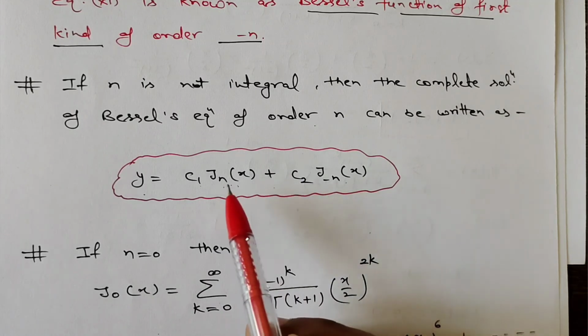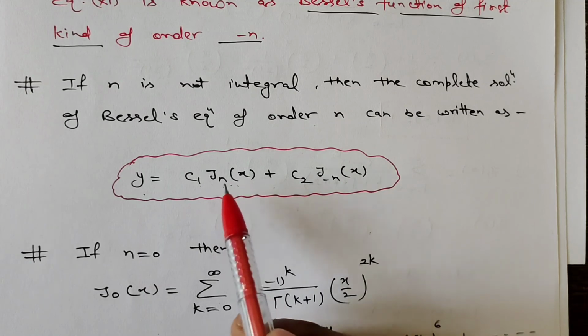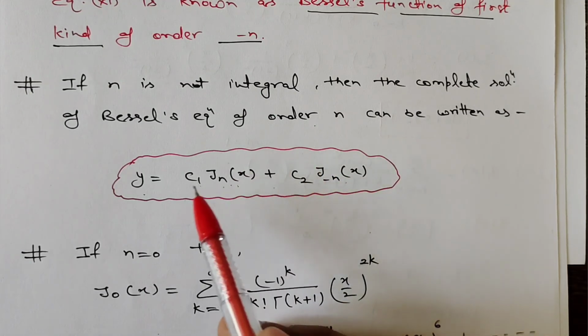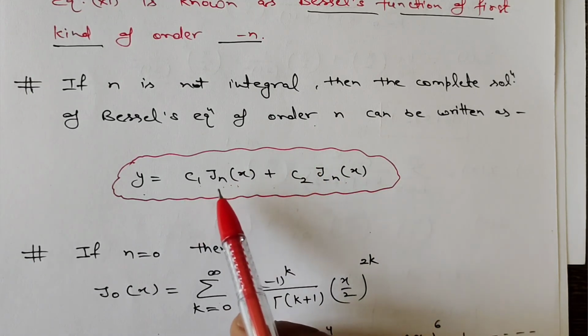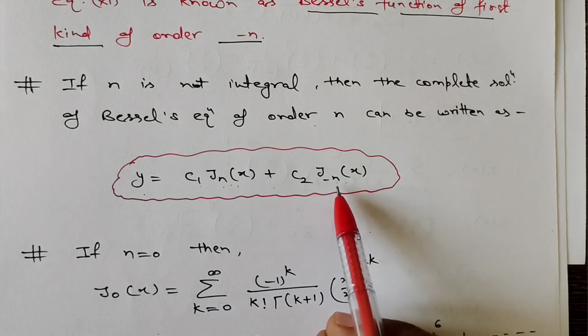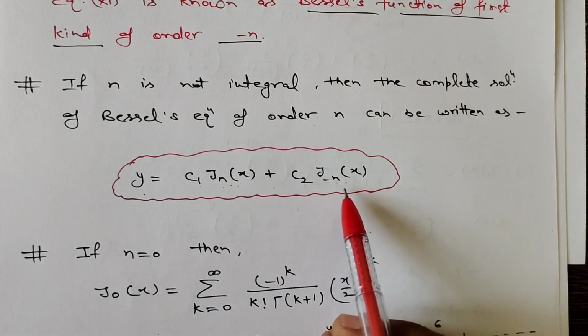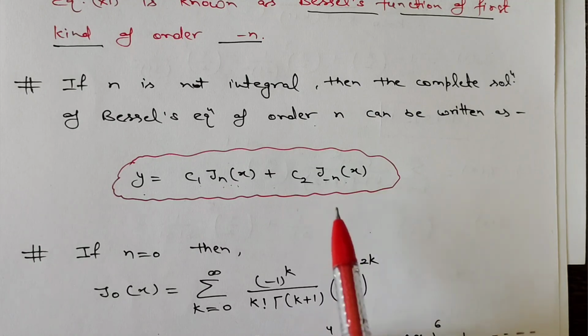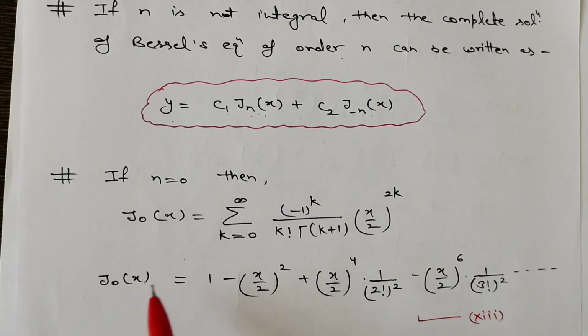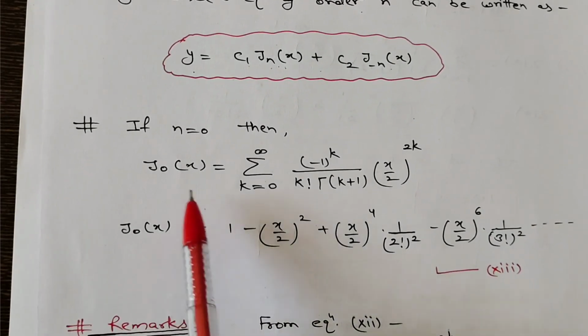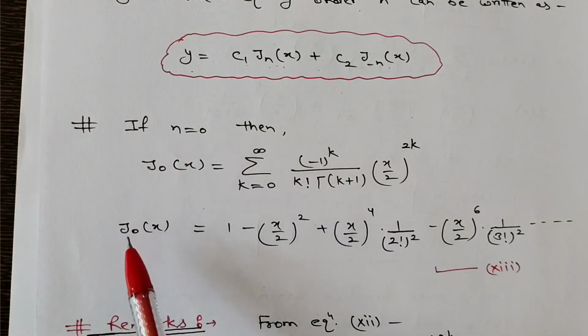It means when n is a half integer, then this linear combination can give you the complete solution, because in that case both J n x and J minus n x will be linearly independent solutions of the Bessel differential equation. And for n equals to 0, one root will be J naught x and the other root can be solved as discussed in the Frobenius method corresponding to the second case when the roots of the indicial equation are equal. Clear? So the second root corresponding to n equals to 0 can be obtained from that approach.